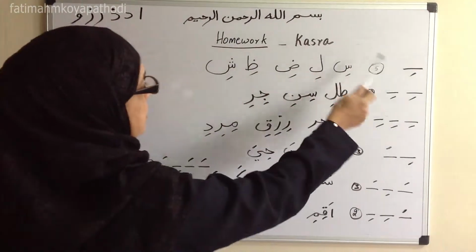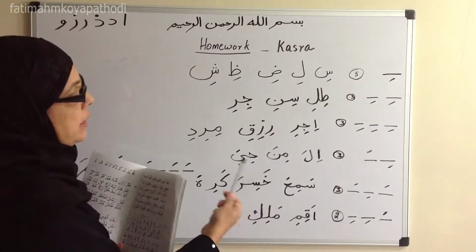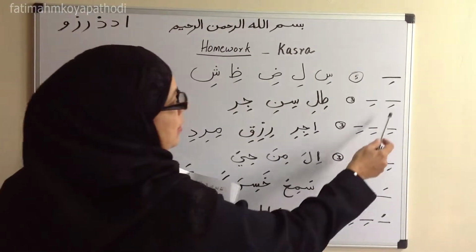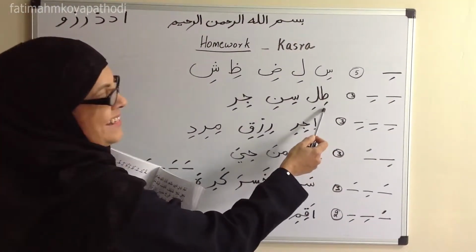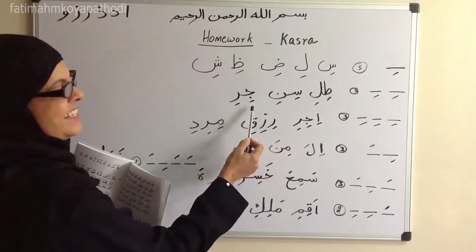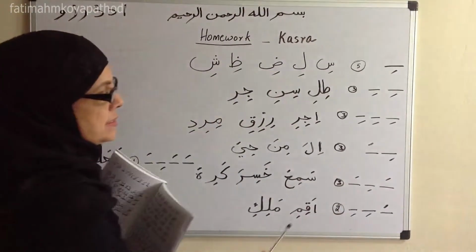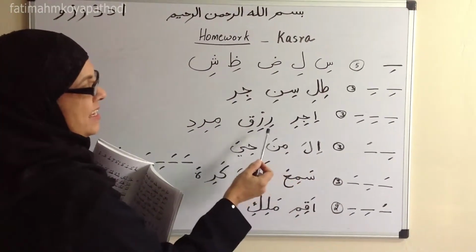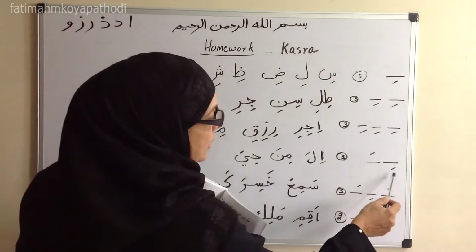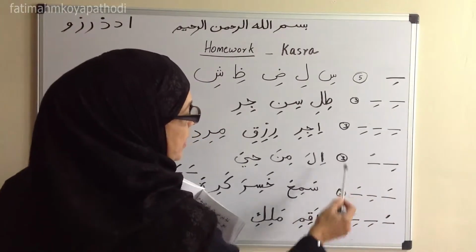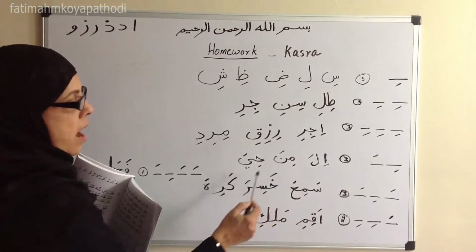The student or adults can write their own examples and bring them to anybody who's teaching them, or they can correct on their own. 2 kasra sounds, 3 examples: thili, sini, jiri. 3 kasra sounds, 3 examples: ijiri, rizqi, miriti. 1 kasra sound and 1 fatha sound, 3 examples: ila, mina, hiya.